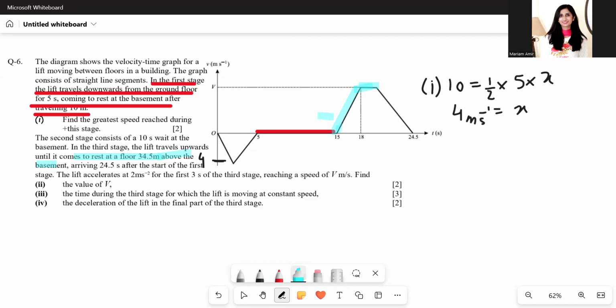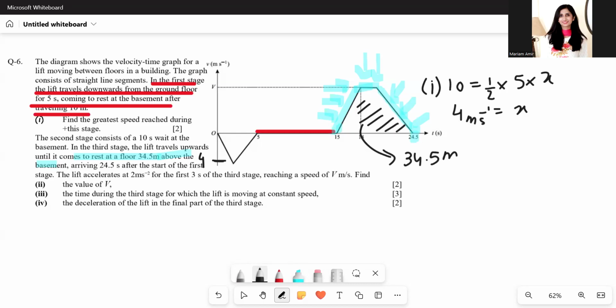increases its speed, then its speed becomes constant, and then it starts to decrease its speed until the speed becomes 0. And this journey is a 34.5 meter long journey. So the distance covered in this stage is 34.5 meters. Okay. Arriving 24.5 seconds after the start of the first stage. So this is what they're mentioning here.